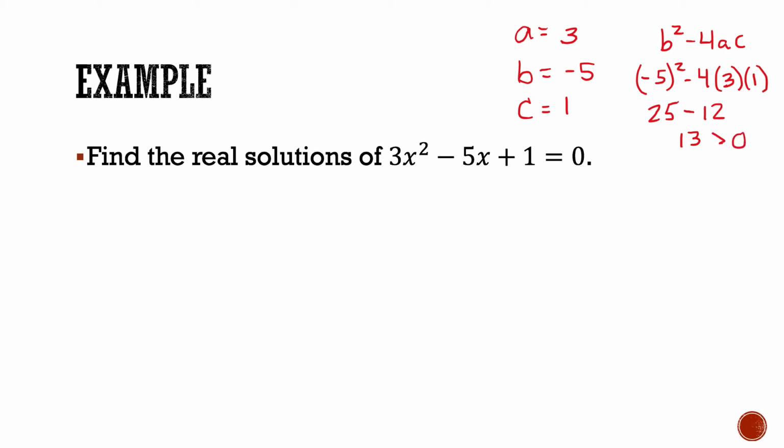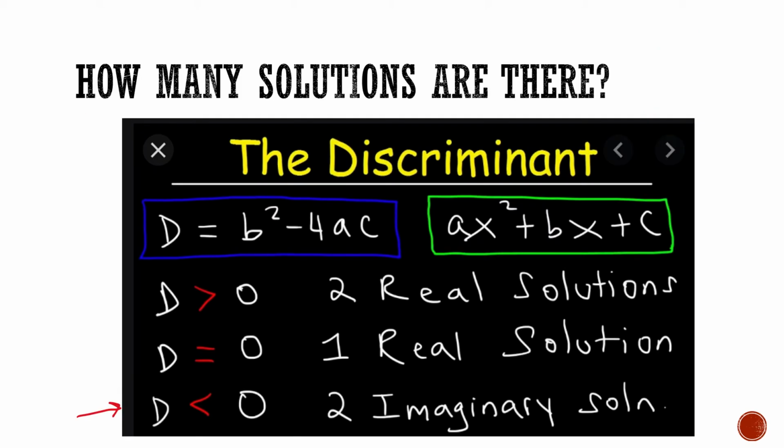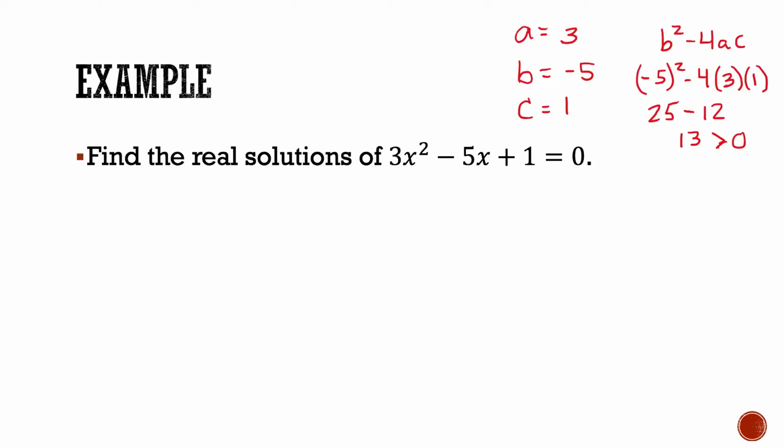It's greater than 0. So looking back at my notes, if I have a discriminant greater than 0, that tells me that I expect to have 2 real solutions. So now I know that I can proceed with my quadratic formula. All right, so first I'm going to write my formula down, and then I'm going to work on plugging in.